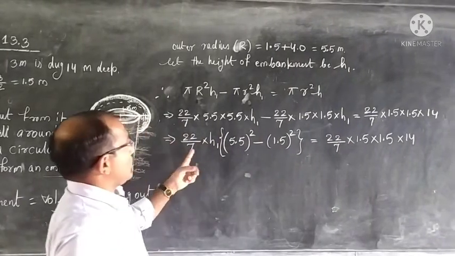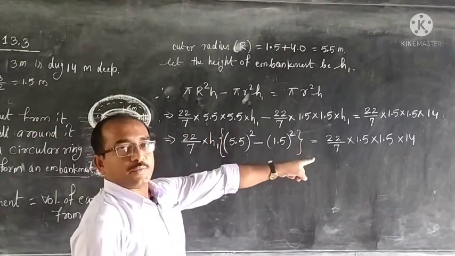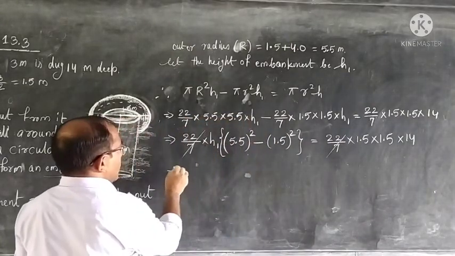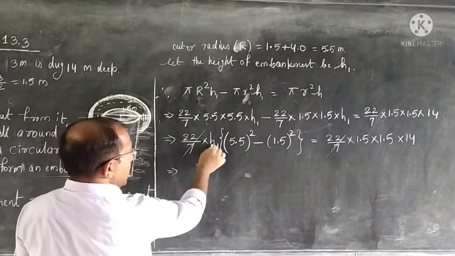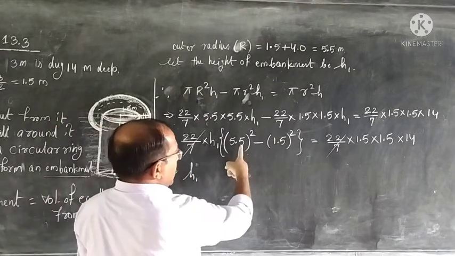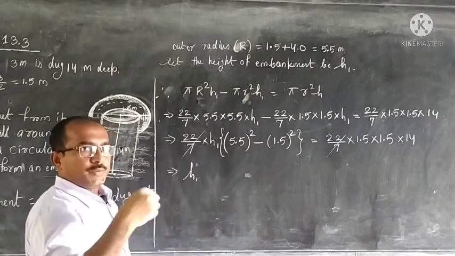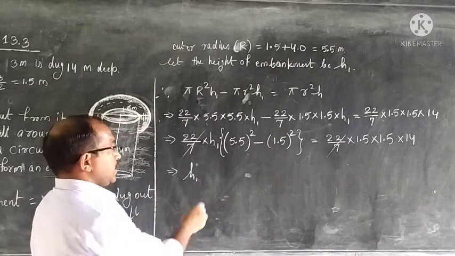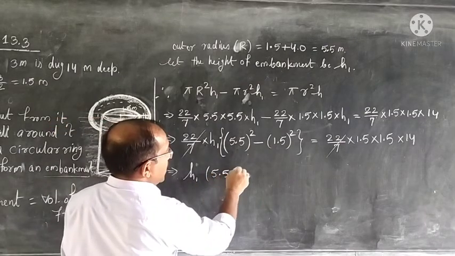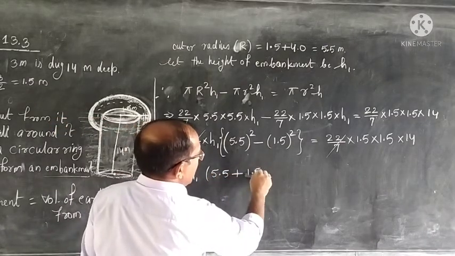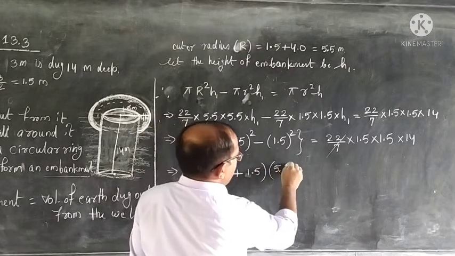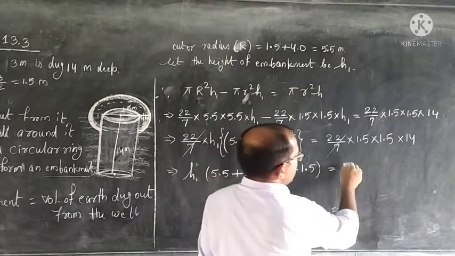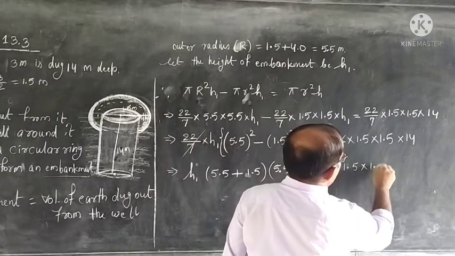Now, this 22 by 7 is in multiplication, and that 22 by 7 on the other side is also in multiplication, so we can straight cut them. What remains is h1, that is the height of the embankment. That is what I told you, we can avoid calculation like 55 into 55. How? a square minus b square is a plus b into a minus b, that will be 5.5 plus 1.5 into 5.5 minus 1.5, and in the RHS we just write 1.5 into 1.5 into 14.